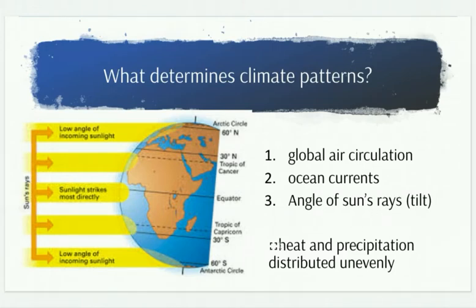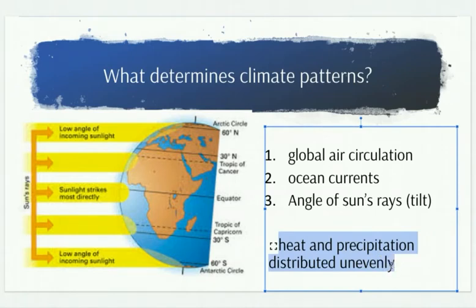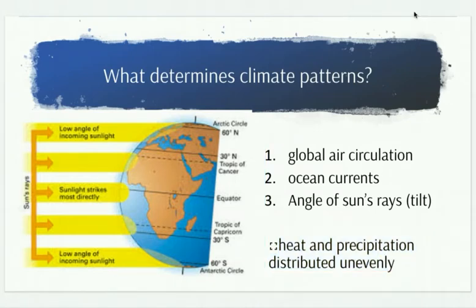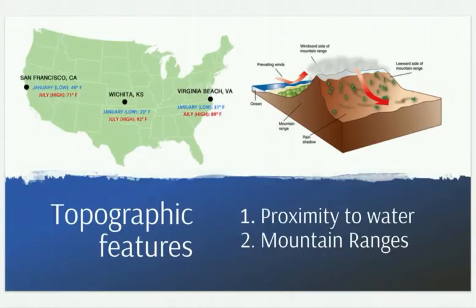And then here we have a point that's worth being specific about. Heat and precipitation on Earth are not distributed evenly. Different parts of the Earth are heated more, different parts are heated less. Some parts receive more precipitation, some parts receive less, etc.